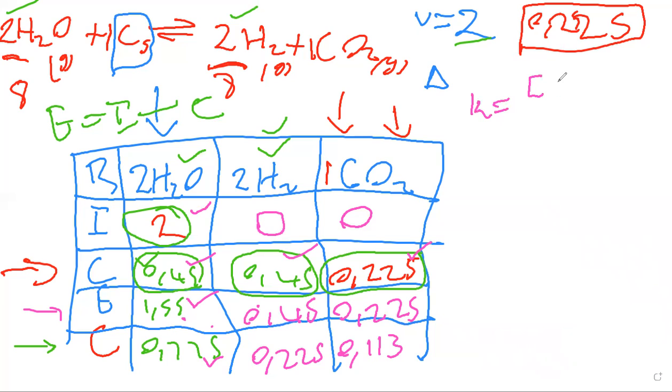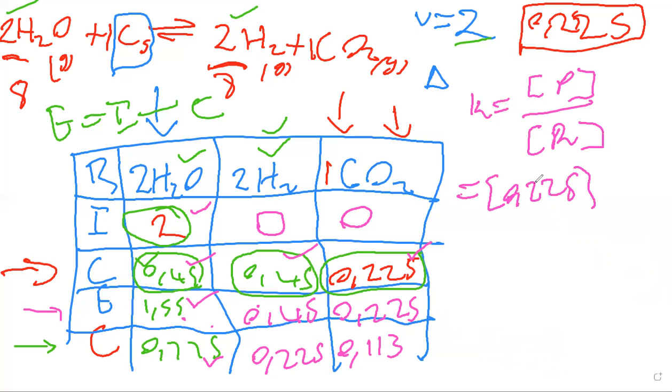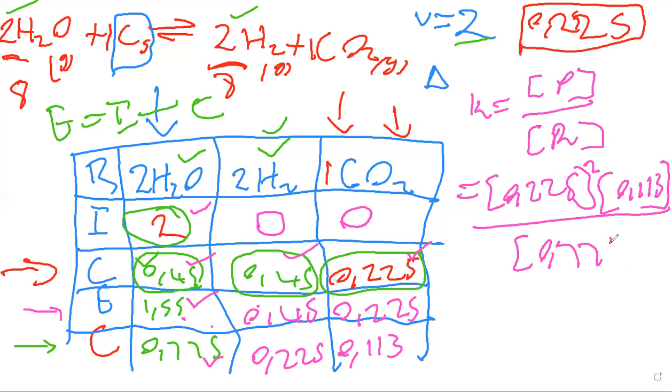Kc is equal to the concentration of products divided by the concentration of reactants. The concentration of products, this is products. So we have 0.225, because of these two, it's squared, which is 0.113. And then concentration of reactants, we have 0.775 squared. We don't count this one because it is a solid.